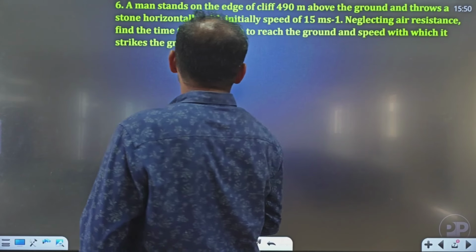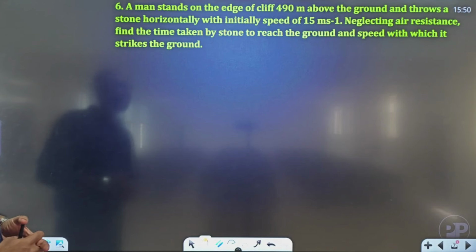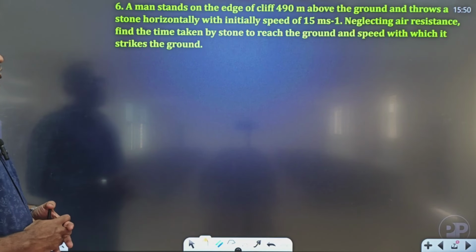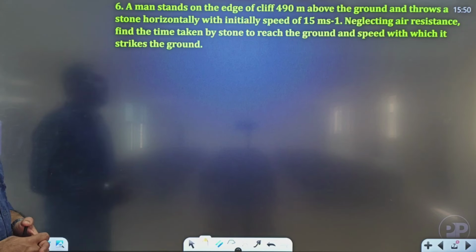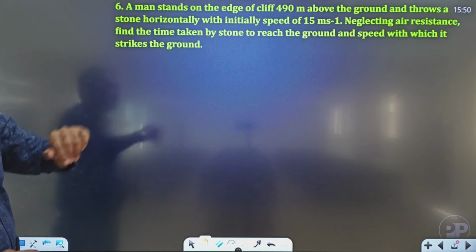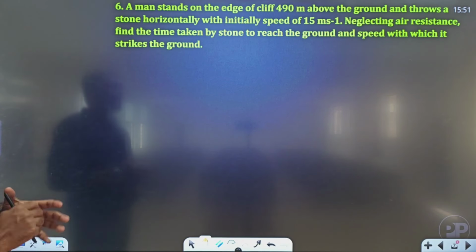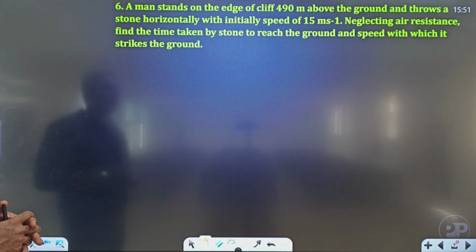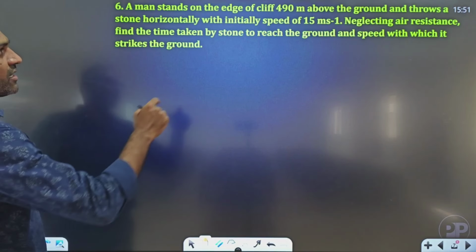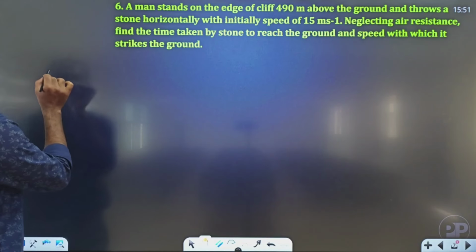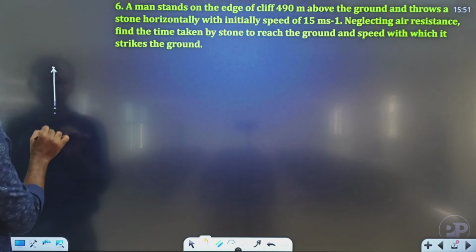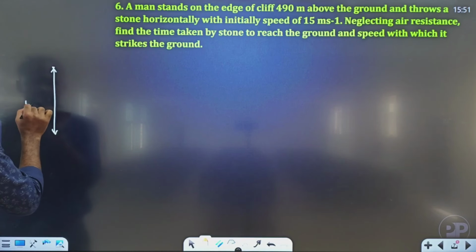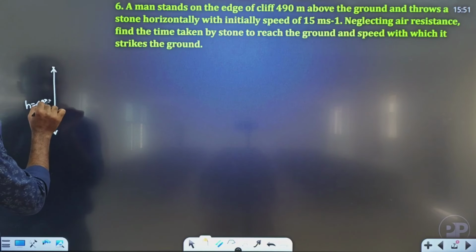See, a man stands on the edge of a cliff 490 meter above the ground and throws a stone horizontally with the initial speed of 15 meter per second. Neglecting air resistance, find the time taken by the stone to reach the ground and speed with which it strikes the ground. See, this is a horizontal projectile at a height of 490 meter. H is 490 meter, right?